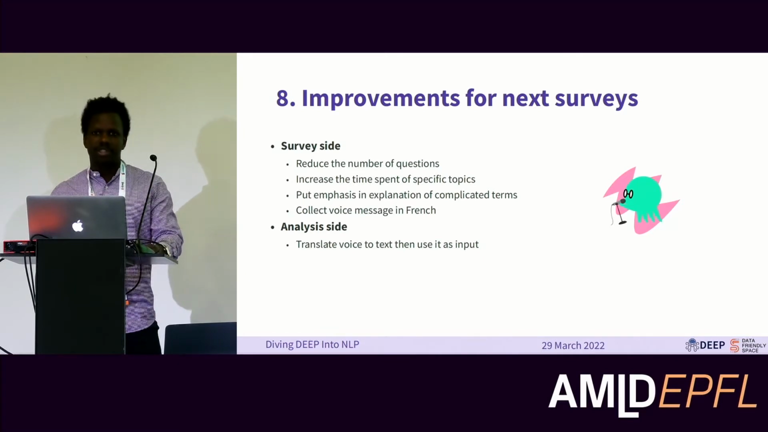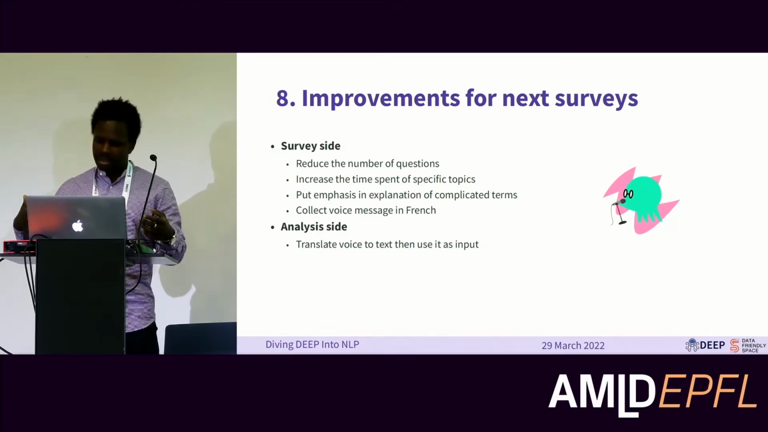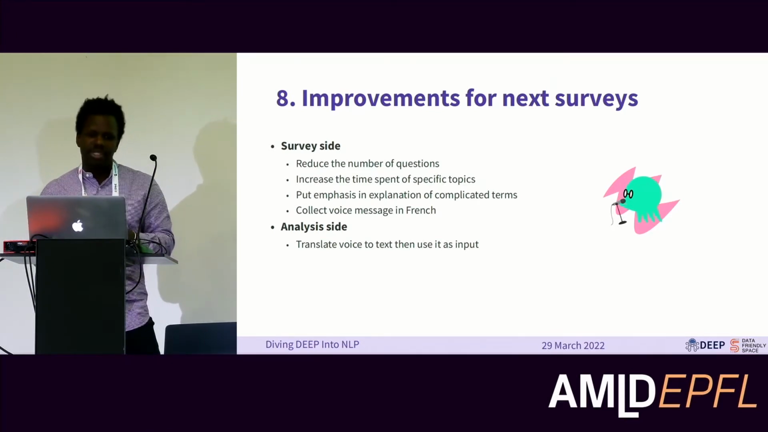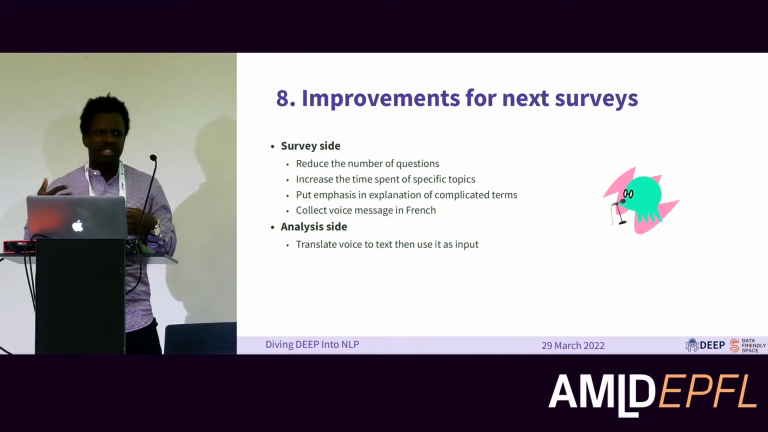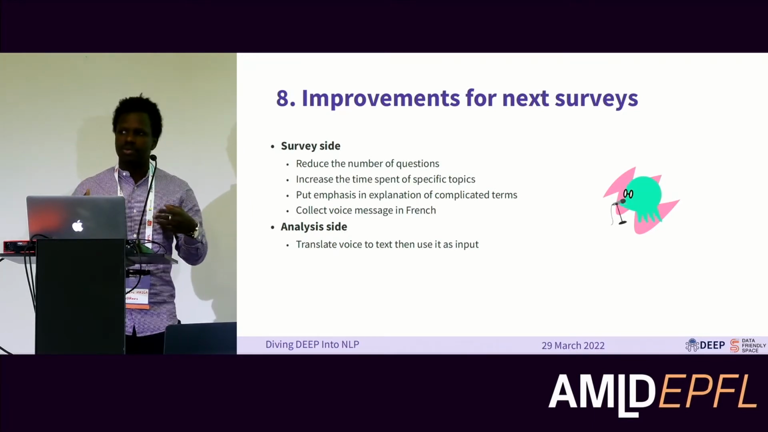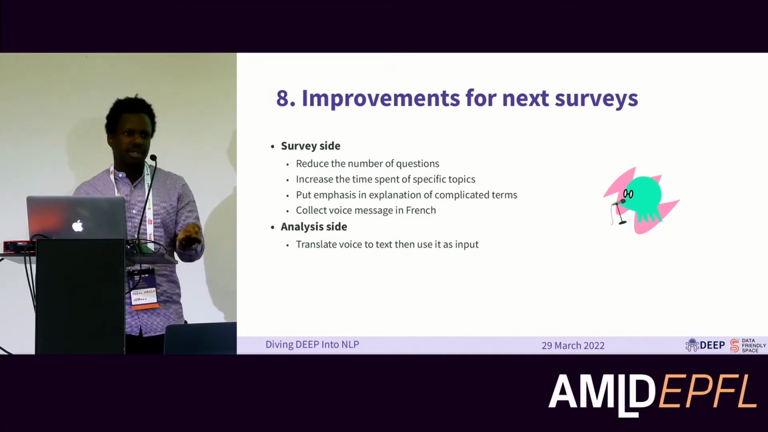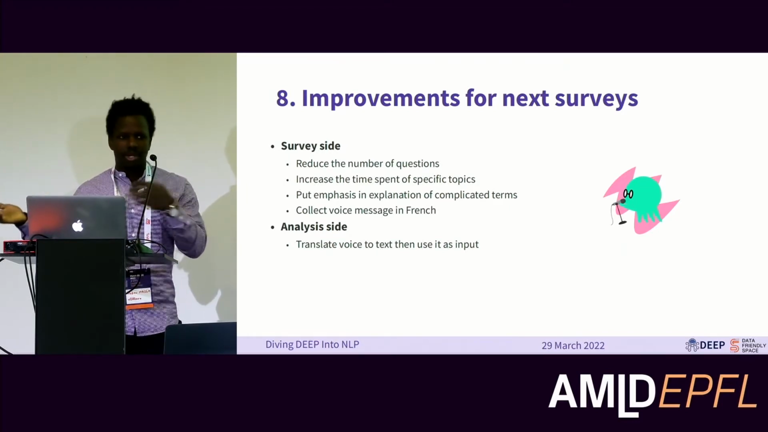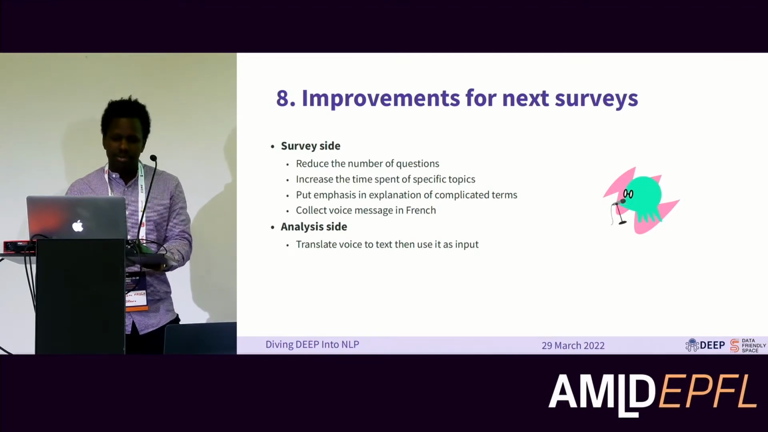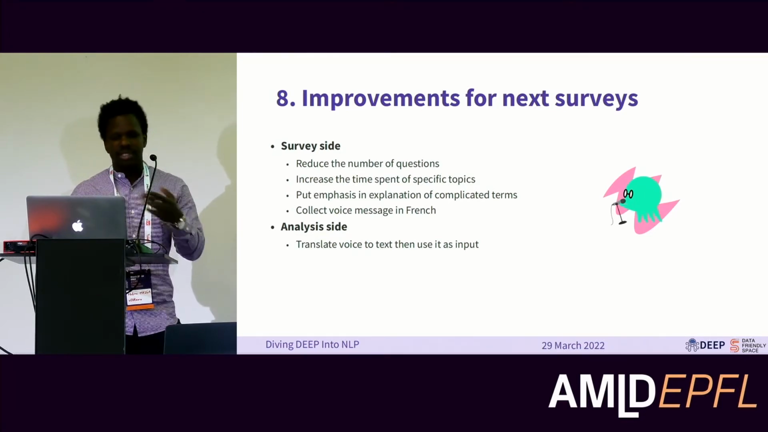For example, on vaccination hesitancy, you can just ask more questions. You don't get vaccinated, so why do you distrust the state? And you can have a better understanding of what's happening there. And also put the emphasis on explanation of complicated terms. You can contact people who are specialists in translation of local languages, so they can try to explain terms like artificial intelligence in local languages, so we can better explain it to the pollster, and then we can get better quality information. And also, when it's possible, we can collect voice messages in French, and then use them as an input for the analysis.